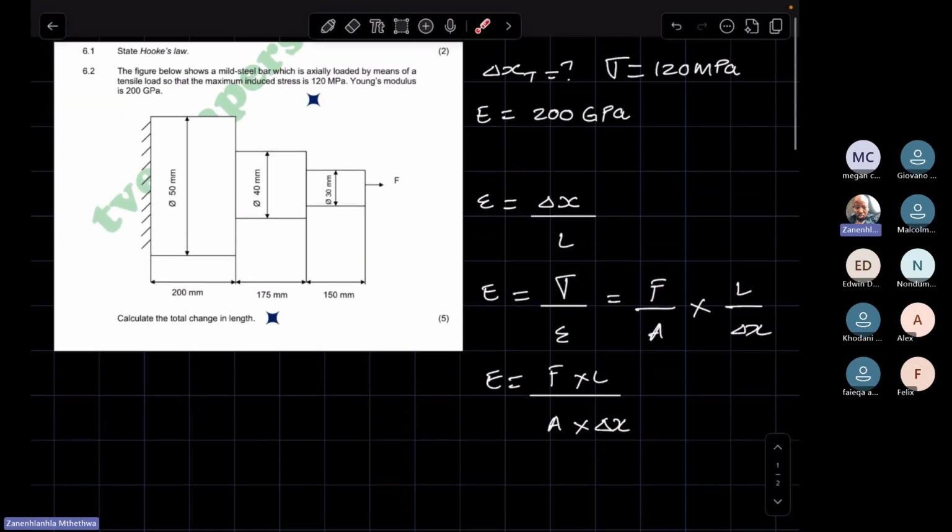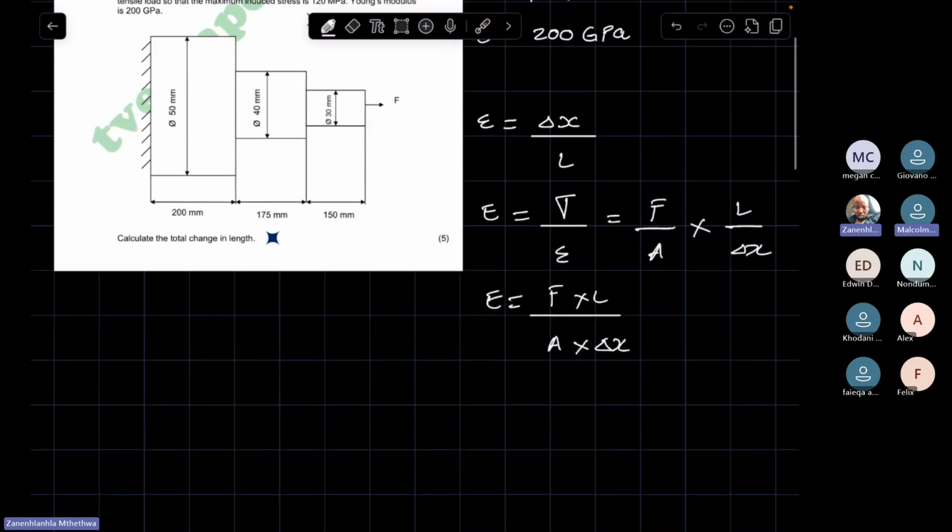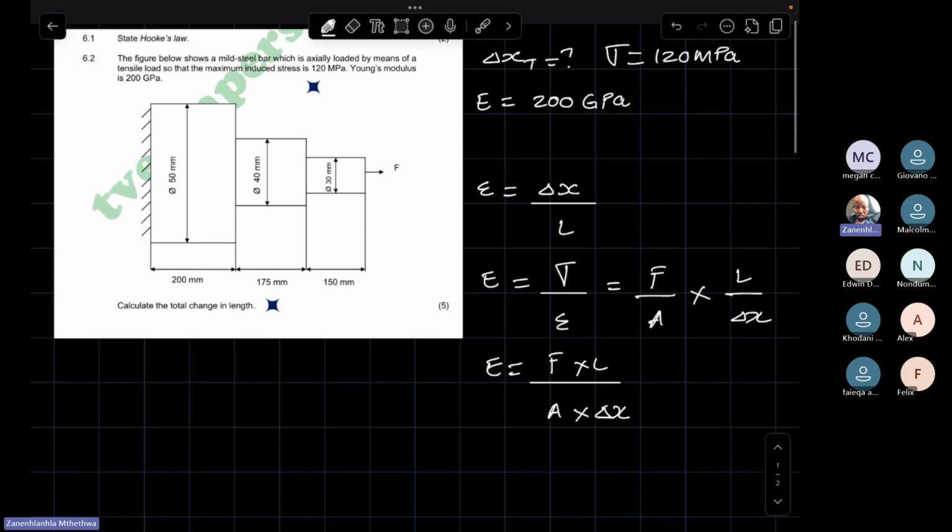So once you have that force, you will have eliminated one of the unknowns, and then you can make this one the subject of the formula and calculate the changes in length for each section, and then you simply add the changes in length. All right, I got you. So the first thing is to get the force.